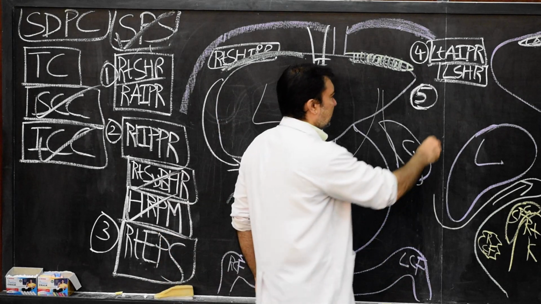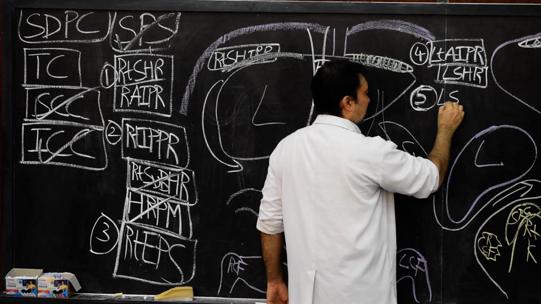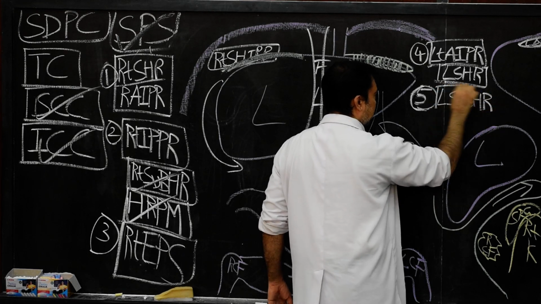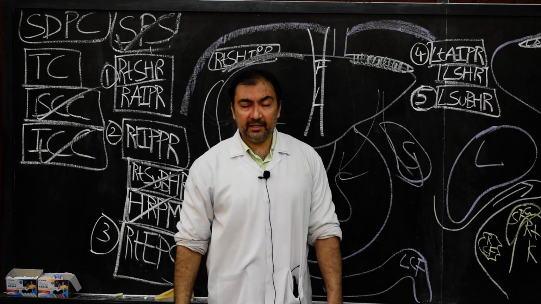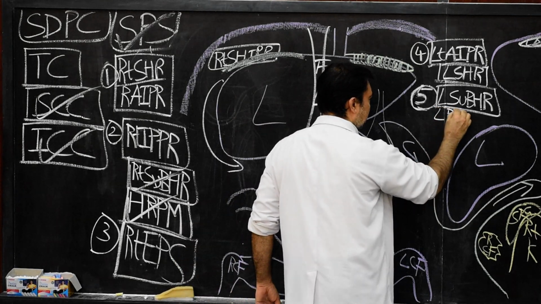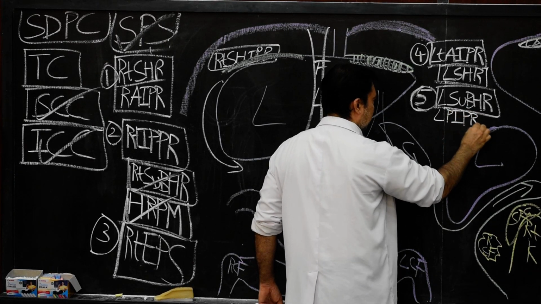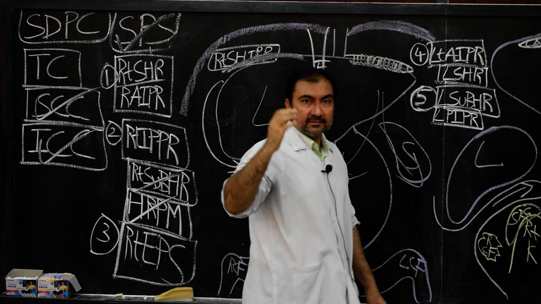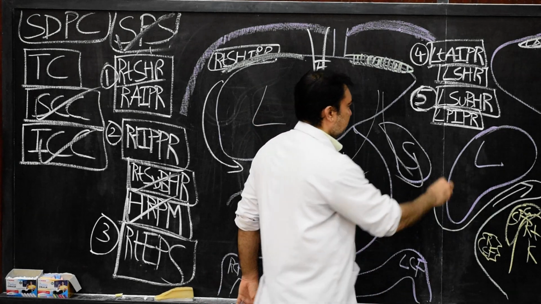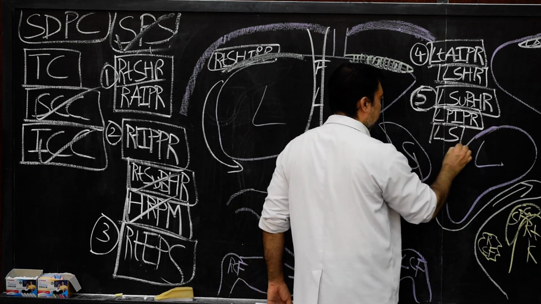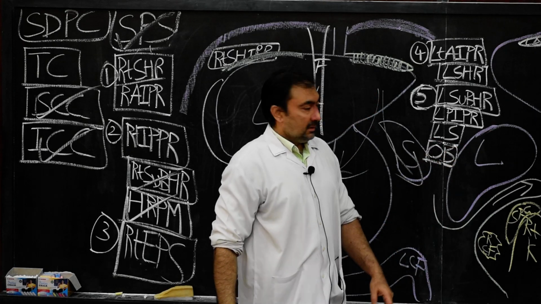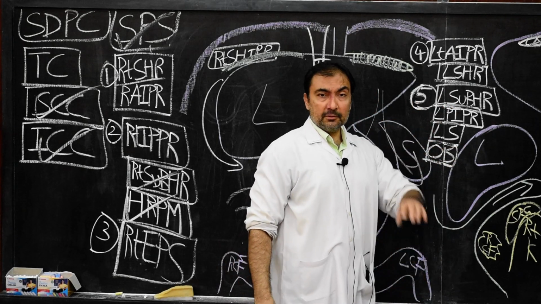The 5th one is known as the left subhepatic recess. Other name, the other synonym will be the left posterior intraperitoneal recess. And the third, it is nothing else but it is known as lesser sac. So it is the cavity of lesser sac, which is also known as omental bursa. These are the synonyms.